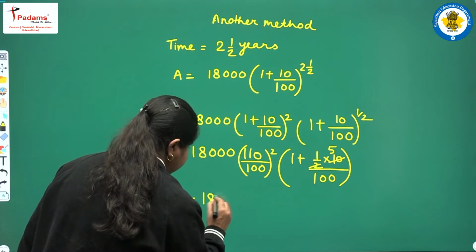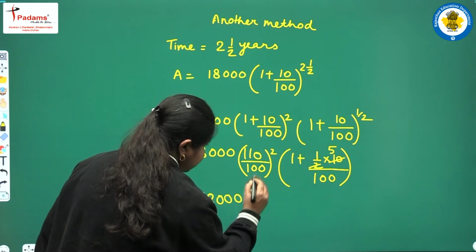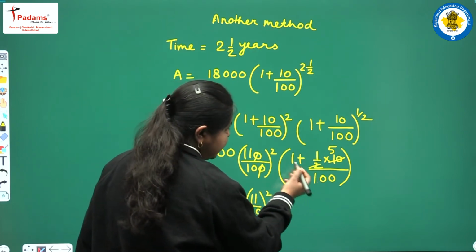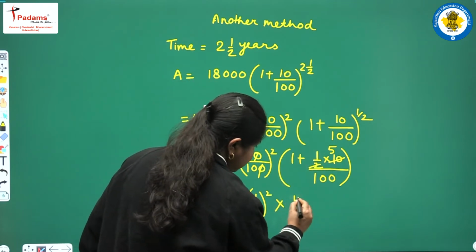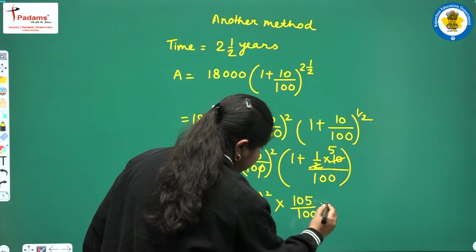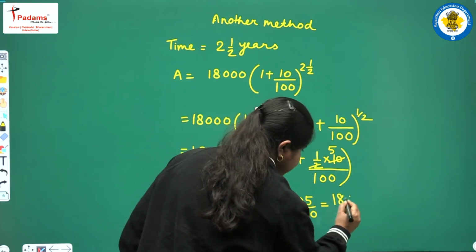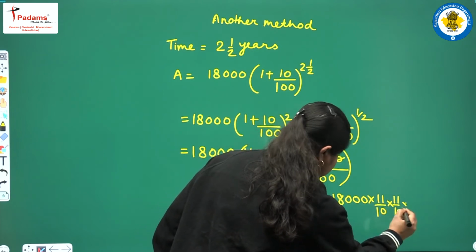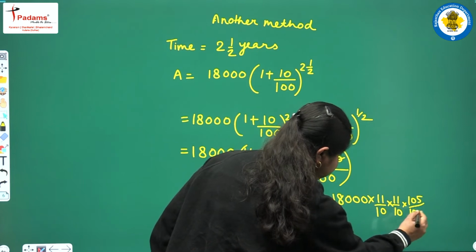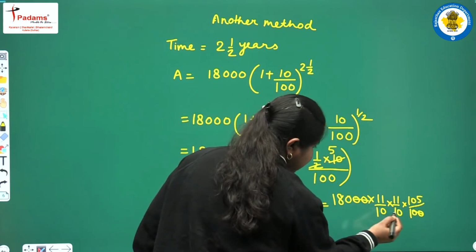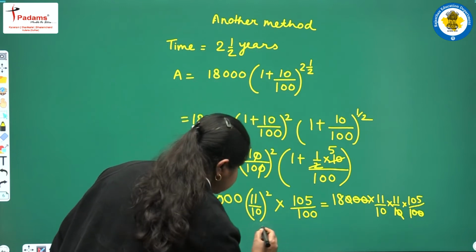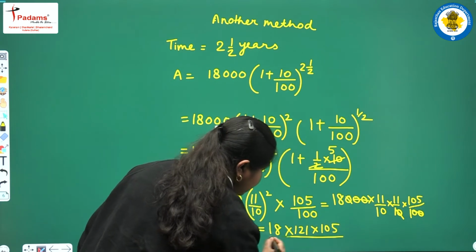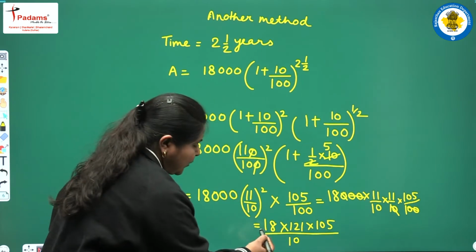This will give us 18,000 into, cancel this 0, 11 by 10 whole square into, here we will have 100, 1s are 100 plus 5, 105 upon 100. यहाँ से हमें मिल गया 18,000 into 11 by 10 into 11 by 10 into 105 upon 100. Cancel the zeros. ये 2 0 cancel हो गए, 1 0 cancel हो गया. Remaining we have it as 18 into 121 into 105 upon 10. देख रहे हैं आप? Now 18 into 121.